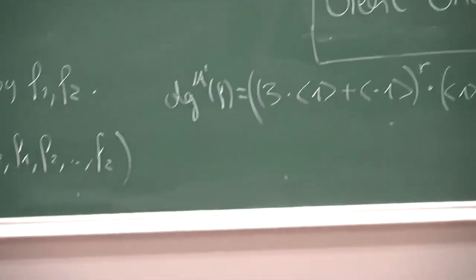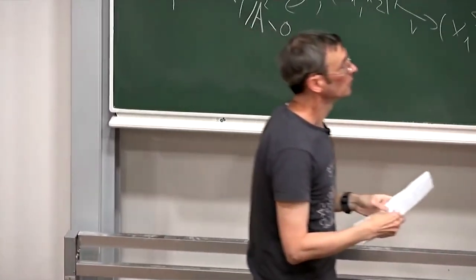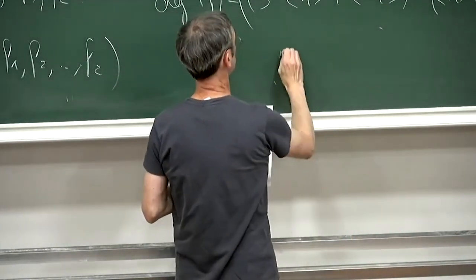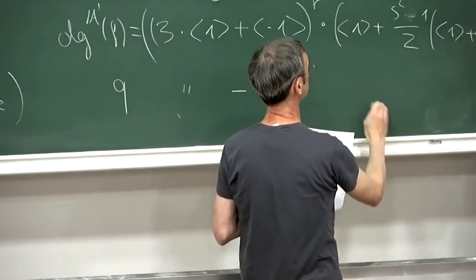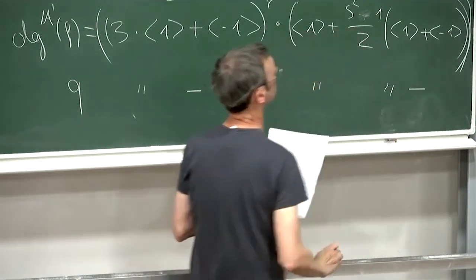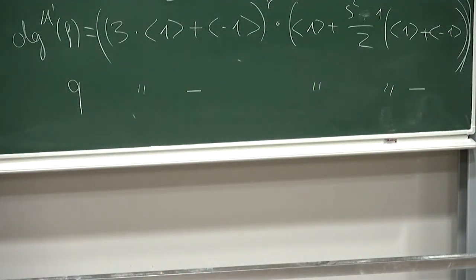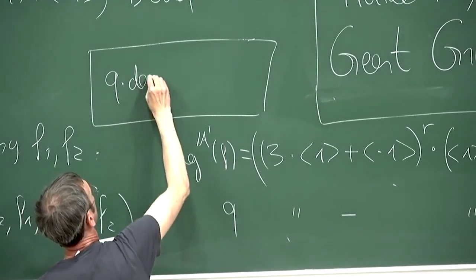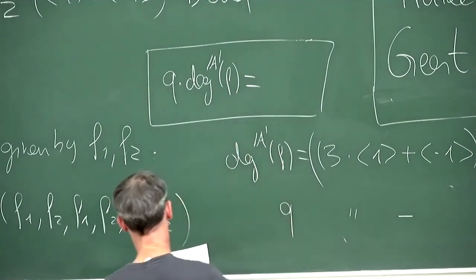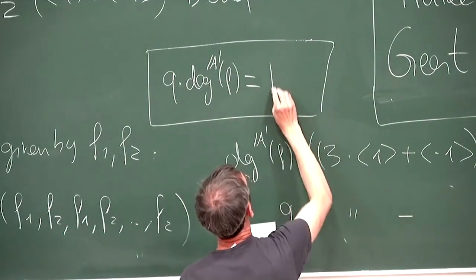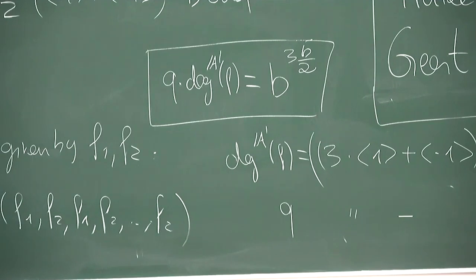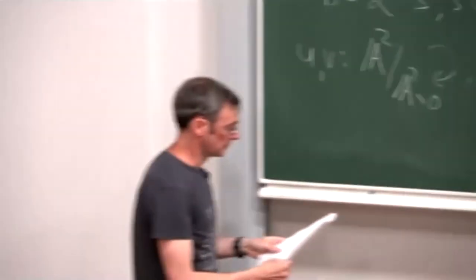And then for this degree, we have another quadratic form. And you get this quadratic form by sort of doing the same here, but just inserting suitable minus signs here. And then when you multiply, let me just put this into the box here, q times the A1 degree of this f. This is then not b, but it's a power of b, namely this here. And this will then be good enough for the application to this Adams conjecture.